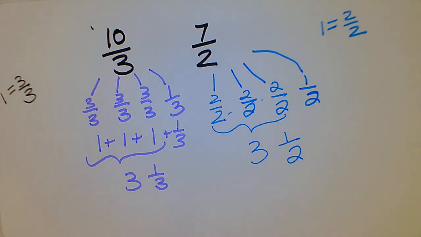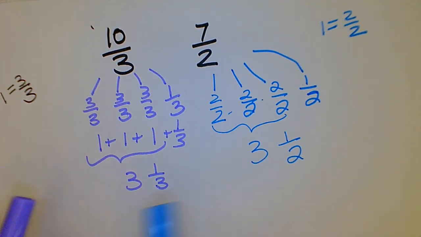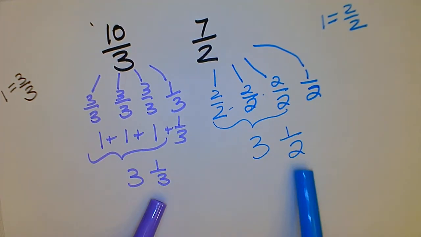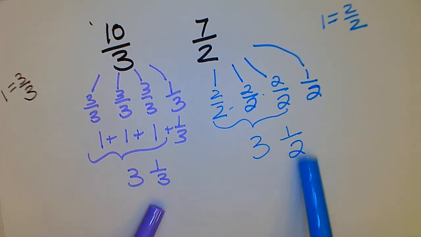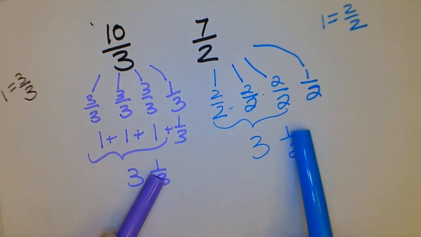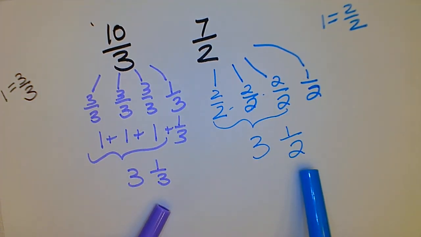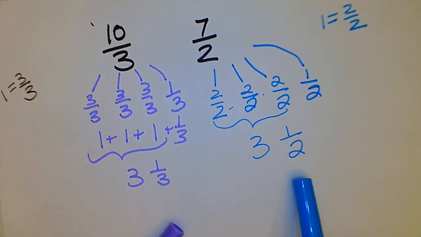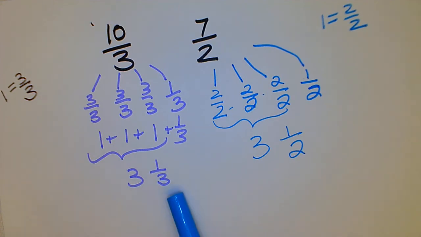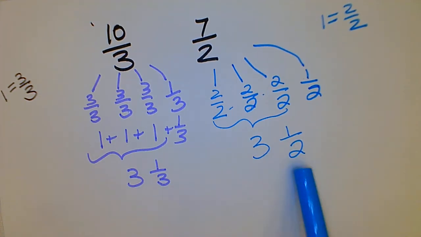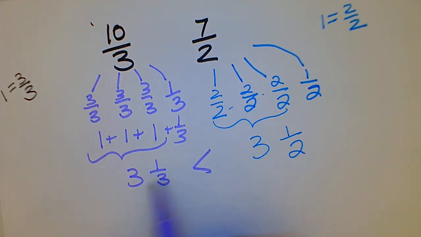So what you are hopefully noticing is that our whole numbers are the same. When they're the same, we can kind of hold them on the side and just work with the fractions. So here we have a third and there we have a half. My numerators are the same, so I can look at the denominators and see which one's bigger and which one's smaller. This is going to be more pieces, so the pieces are smaller. This is fewer pieces, so the pieces are larger. So that means that 3 1/3 is less than 3 1/2.